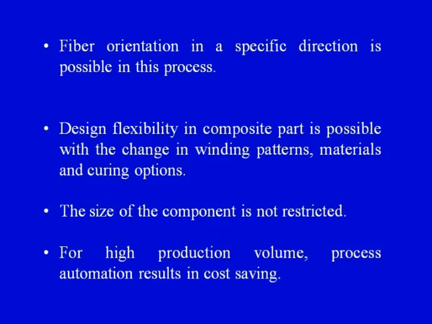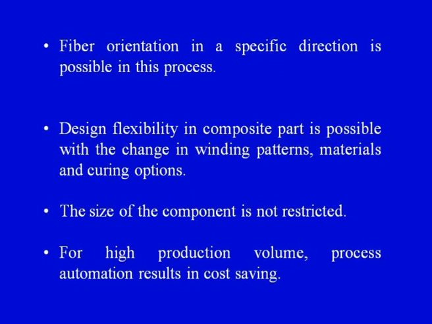So, because of all these options available with the engineers, the filament winding process can be used for a variety of composite products. The size of the composite component is not restricted. So, a large size component can also be made and a smaller size component can also be made by the filament winding process. For high production volume, process automation results in cost saving. So, as we have already seen that the filament winding process can be used for high volume production, it can be used for low volume production also, but for high volume, if we have a fully automatic process, it would lead to cost cutting or cost saving.